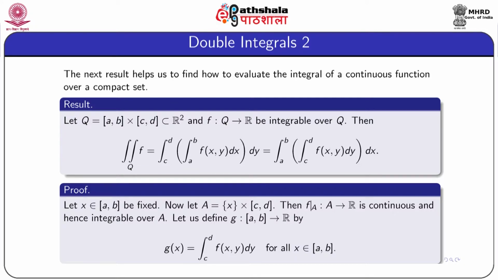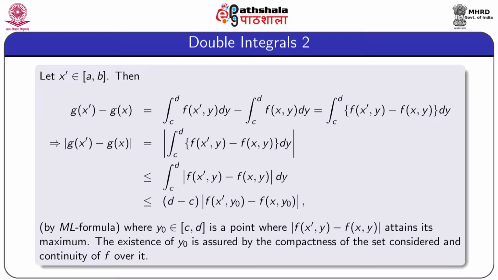Proof: Let x be fixed in the bounded closed interval [a, b]. We define A to be the set {x} Cartesian product with [c, d]. Then the restriction of f over A is continuous and hence integrable over A. We define g from [a, b] to R by g(x) equal to the integral from c to d of f(x, y) dy for every x.